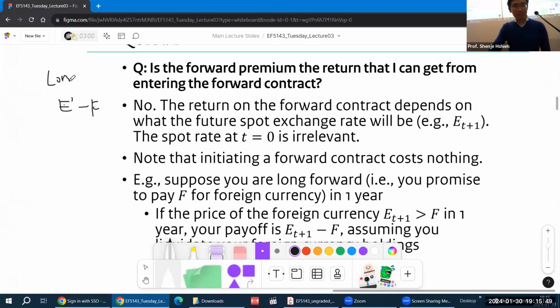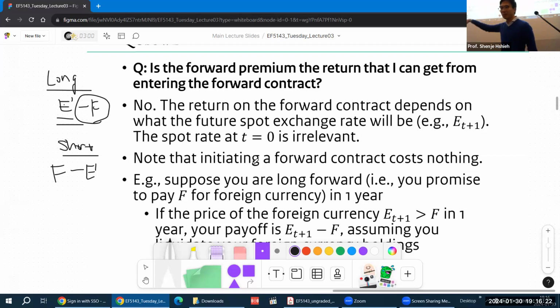So if you're long, this is the price that you pay, right, for the underlying asset, and you turn around and sell it on the open market one year from now or sometime in the future. The difference is your return on the forward contract. If you're short, you're hoping that the underlying asset is going to drop in value. You would receive F for delivering the underlying asset, but you have to buy it back, right? So F minus E'. Again, the prime indicates future value. We don't know what that is, but the return, if we were to calculate it one year from now, would be F minus E', right?